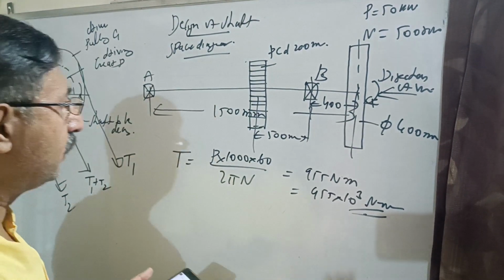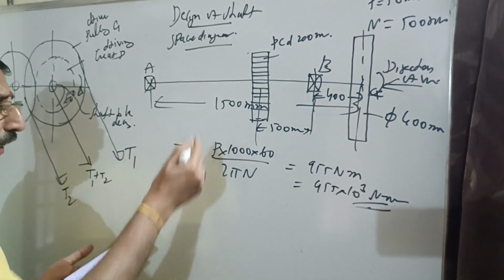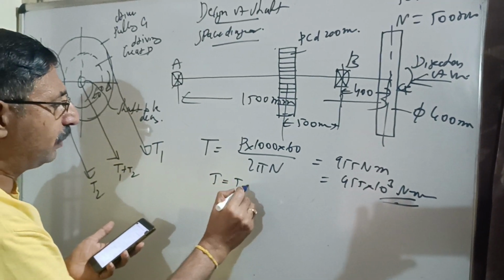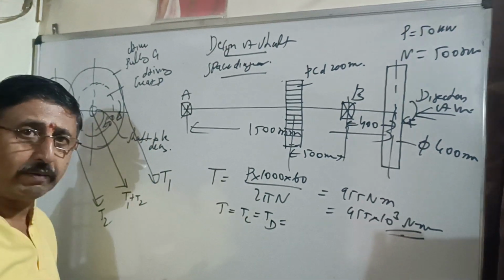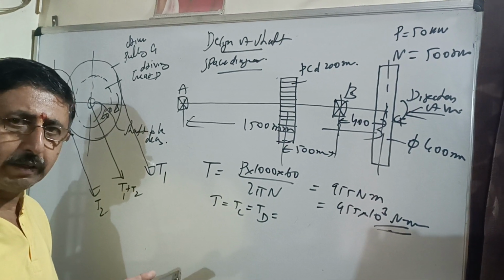So in that case, whatever the torque that is available at pulley C is the same as the torque that is available at gear D. In other words, T is equal to TC is equal to TD. So that is the assumption we have to make here in this particular problem. In some other application problem, it will not be like that.